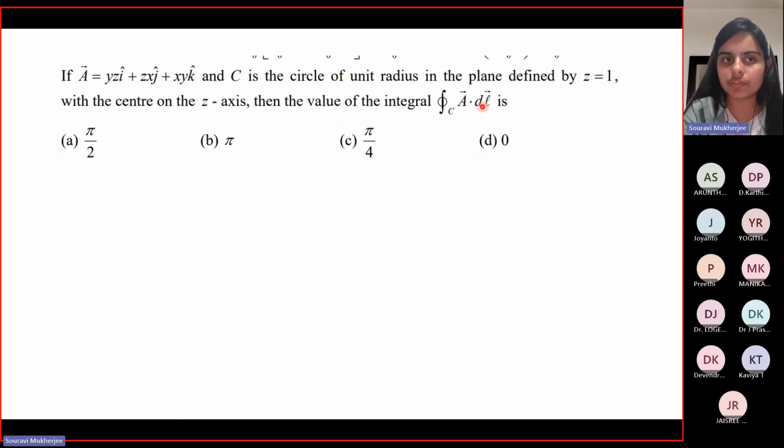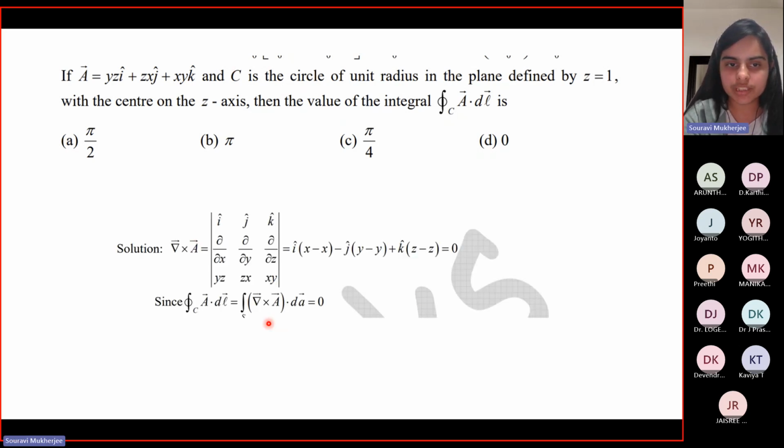So that means you have to first find curl of A. Now if you try to find curl of A, you see that the curl of A goes to 0. So this tells us what the answer should be. If the curl of A goes to 0, that means we don't have to do that integration. This is anyway going to 0. Okay. So be careful about using the divergence theorem and the Stokes theorem in such questions.